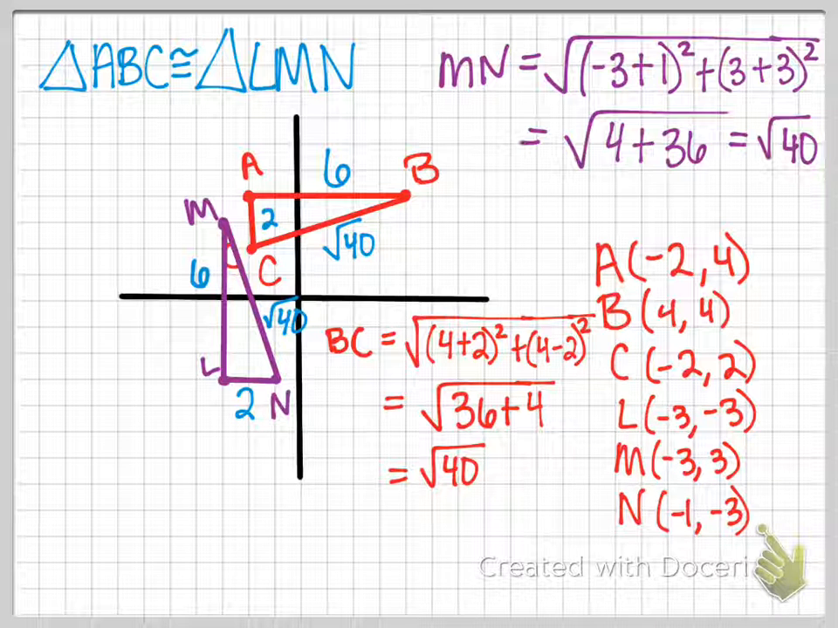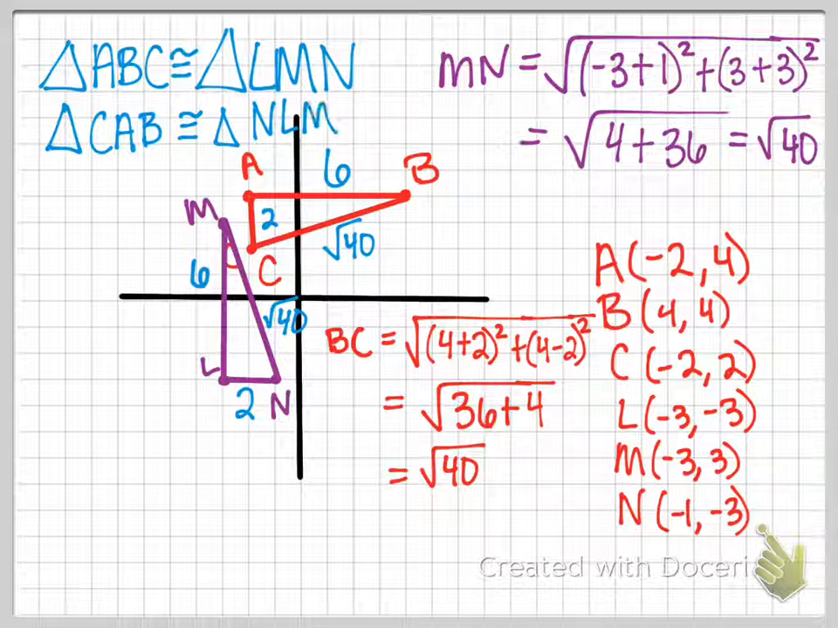You could mix the order up and it would still be correct. For example, you could say triangle CAB is congruent to triangle NLM, and it would still be fine. That's why answers can vary. It depends on where you start. Questions about the congruent statement?